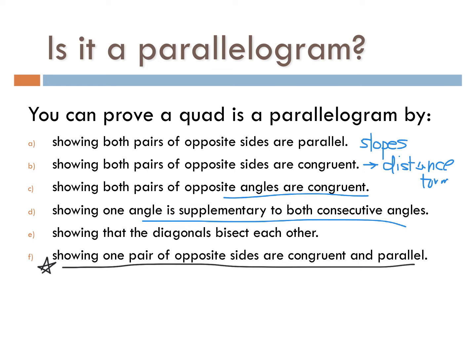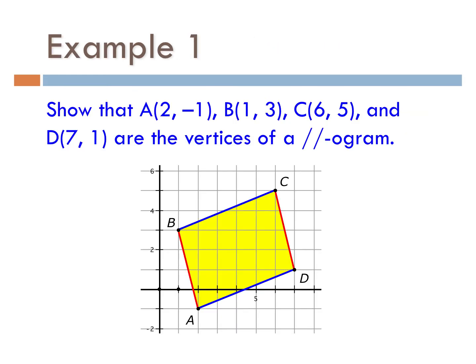Showing that the diagonals bisect each other, you would find the midpoint of each diagonal, and then the points should be the same, then it is a parallelogram. And then here you would pick one pair of opposite sides, do slopes and distance formula for one pair. Okay, so on the next page we're going to do one. I'm going to do it by showing that the opposite sides are parallel.